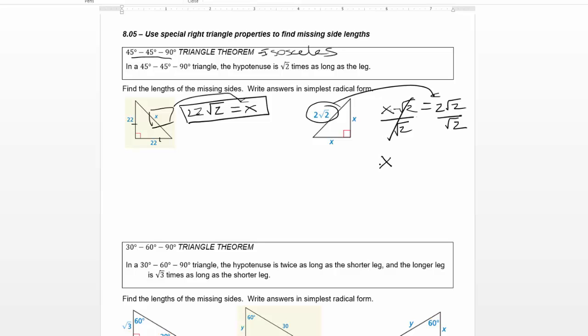Something divided by itself is 1. And hey, what do you know? Something divided by itself will be 1. 2 times 1 is 2. You also might have been able to solve this just by looking at it, because something times root 2 is equal to 2 roots of 2. What does that something have to be? x has to be 2.